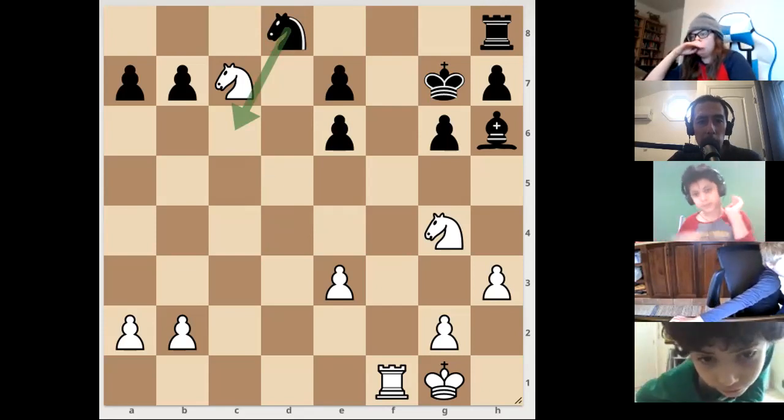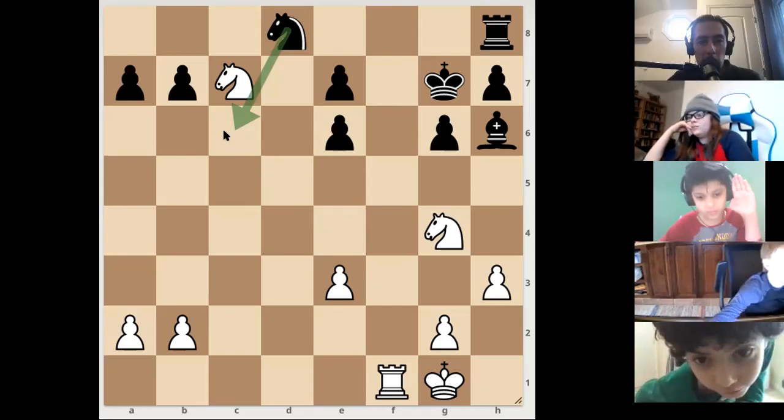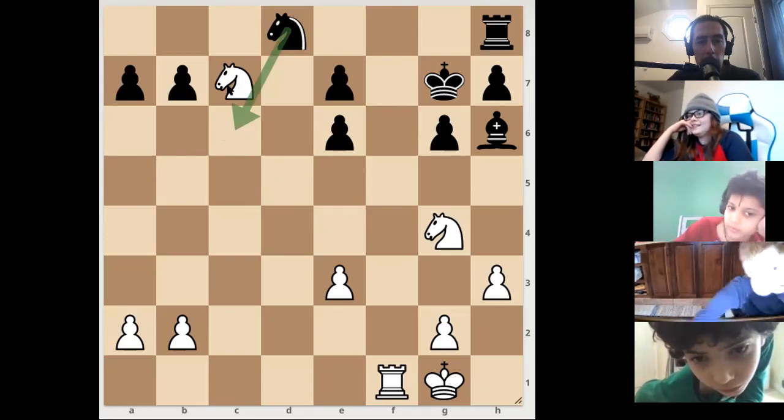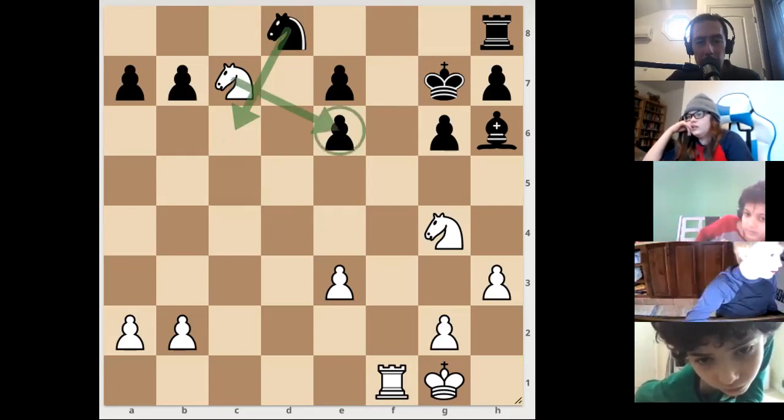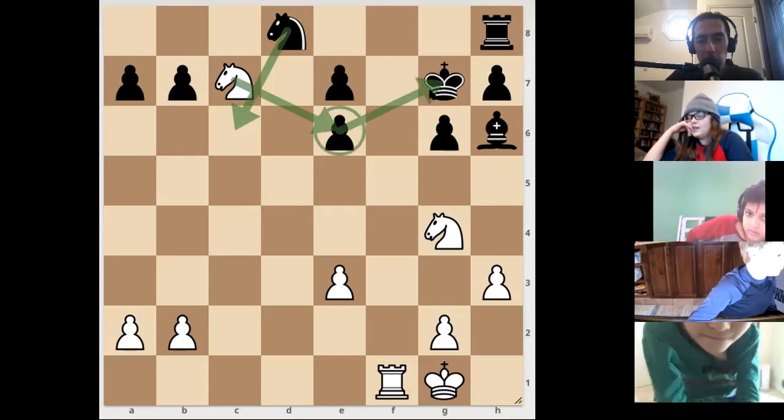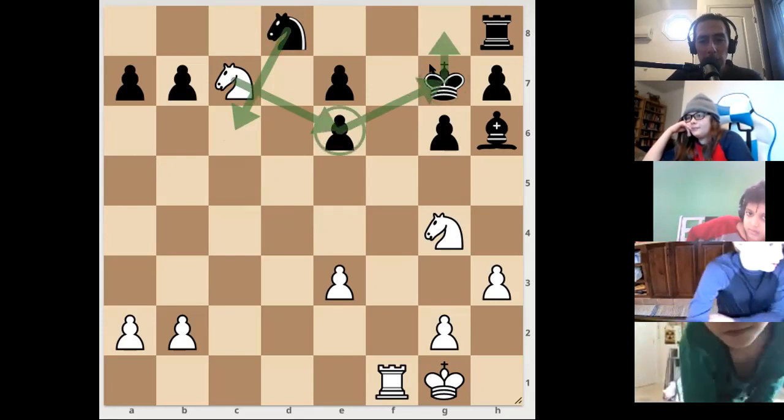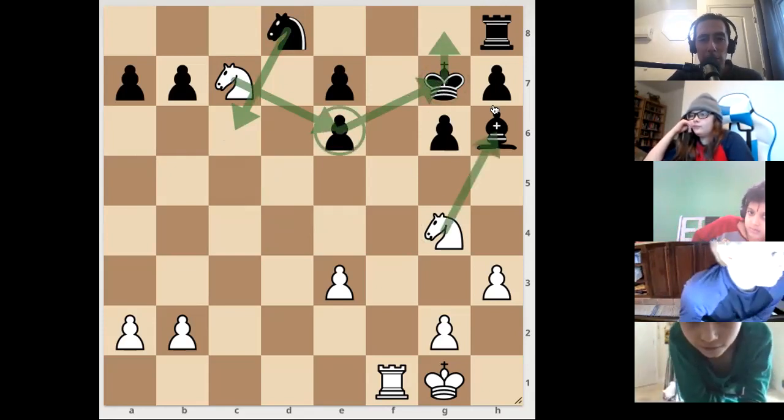So Sam, what do you think? What can white do? White can play knight takes e7, check. Knight takes e6. Yeah, knight takes e6, check. Good. And then the king moves down, and then knight takes h6 is mate. Everybody see that?